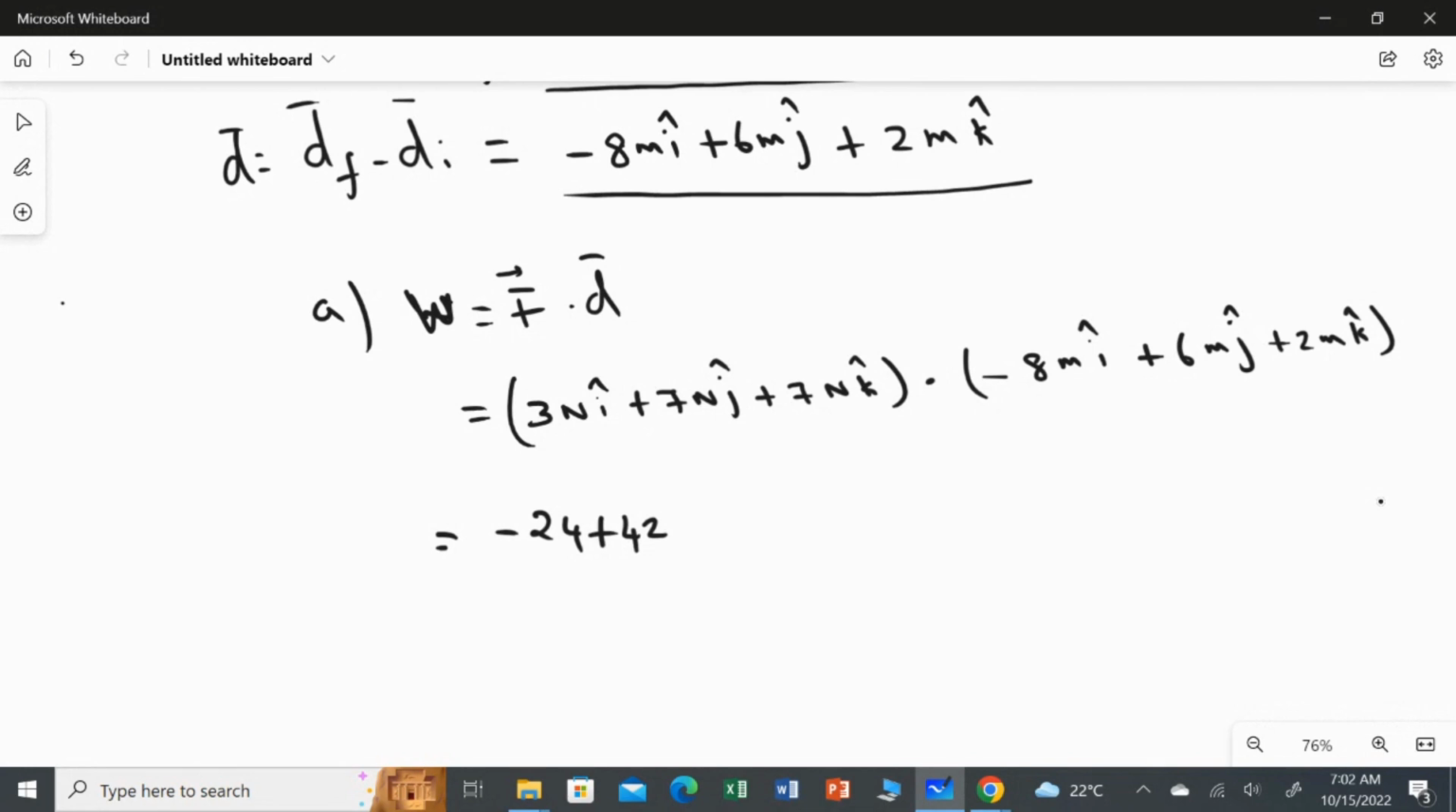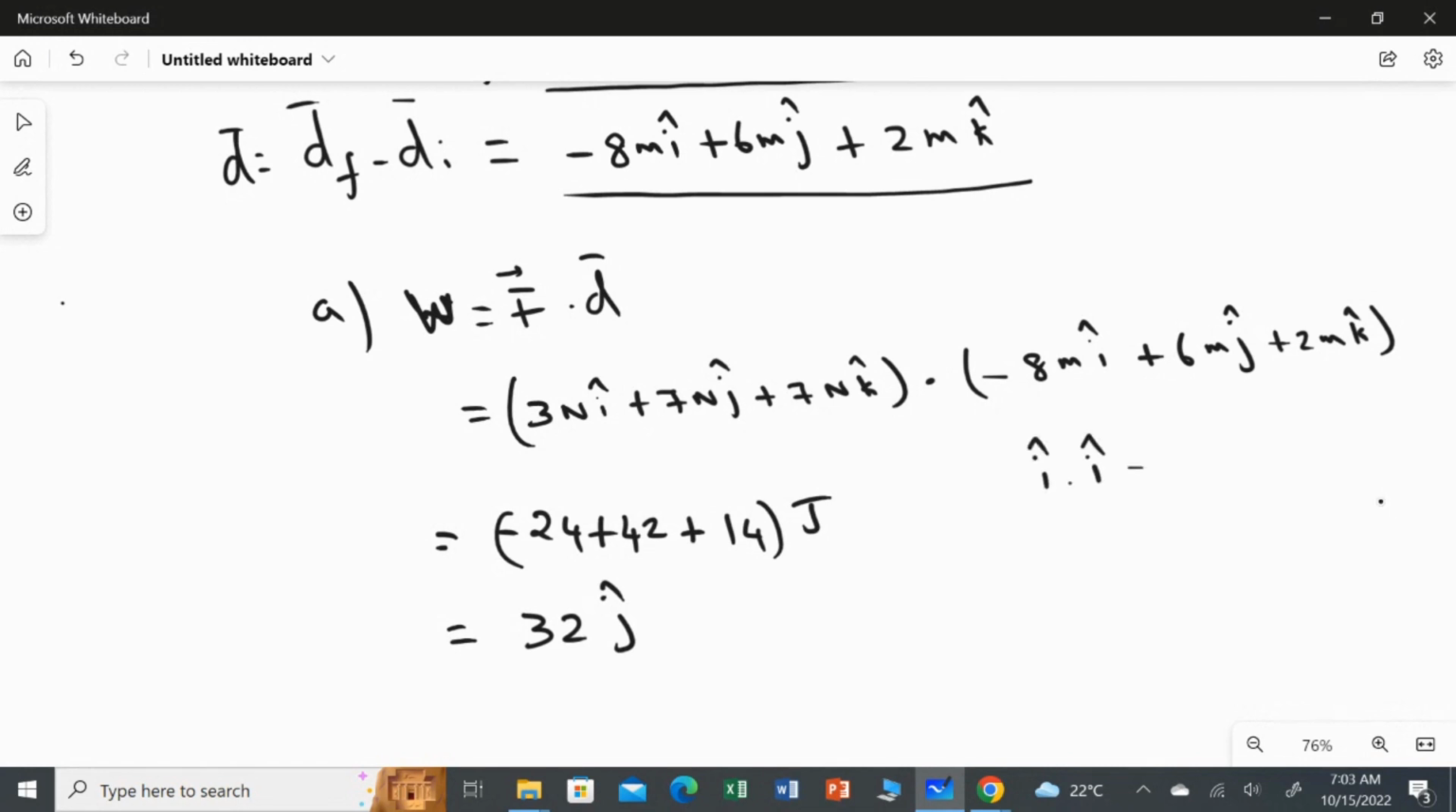And the most important thing, j cap dot j cap, again j squared, gives the value of 1. Am I right? Plus 7 multiplied by 2, it's 14. And all these are in joules. Okay, now we have to add 42 plus 14 minus 24, which gives the answer of 32 joules. What's the answer? 32 joules. Please keep this information.